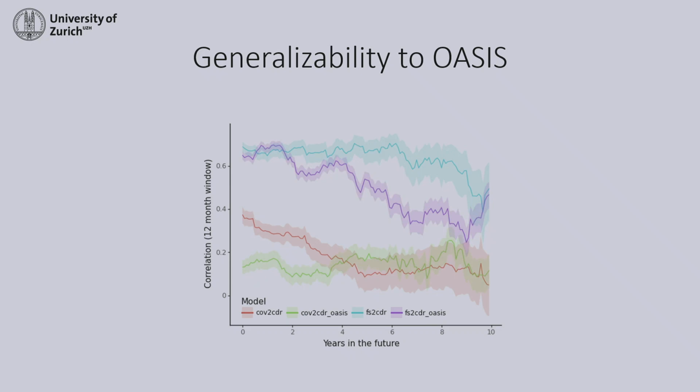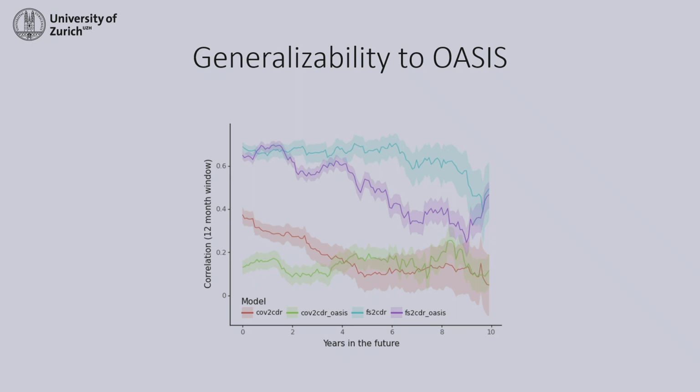And here in purple is the FreeSurfer model in OASIS, and the green one is the covariate model in OASIS. And you see that the generalizability is not optimal. You really lose performance when moving from ADNI to OASIS. But also remember that OASIS has less people with high levels of dementia.